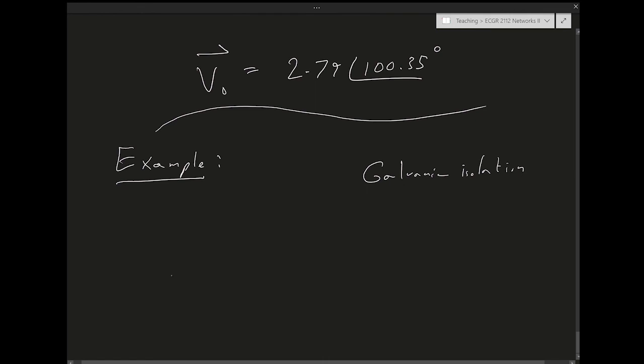So let's do this example where this isolation is broken. So we have 10 volts, 0 degree. I have 2 ohms.